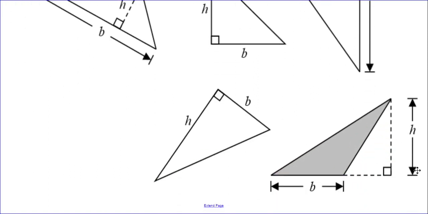So the bottom line is always look for the right angle. Height and base always meet at a right angle. Height is normally a dashed line, but it won't be if it's the side of the shape that meets the base at a right angle.